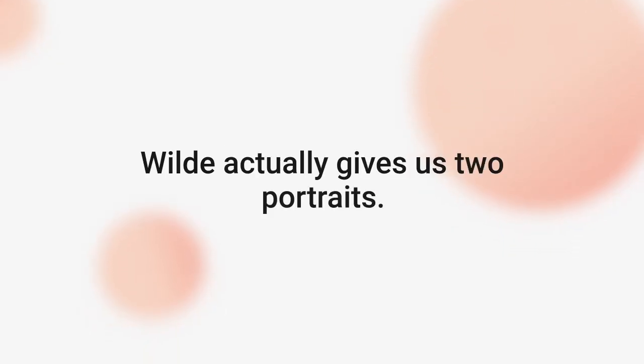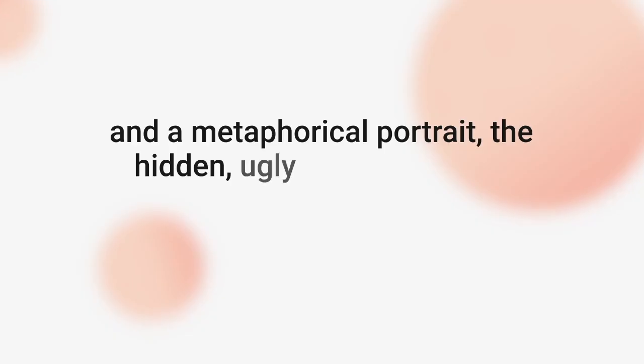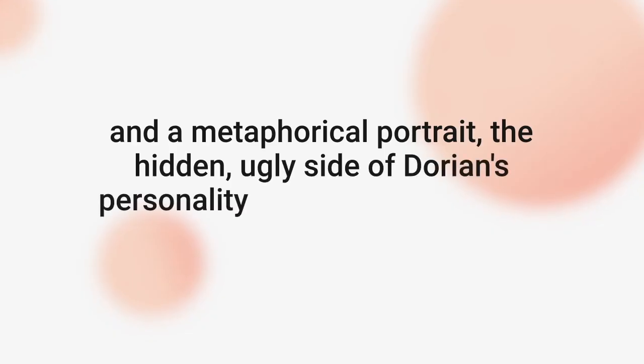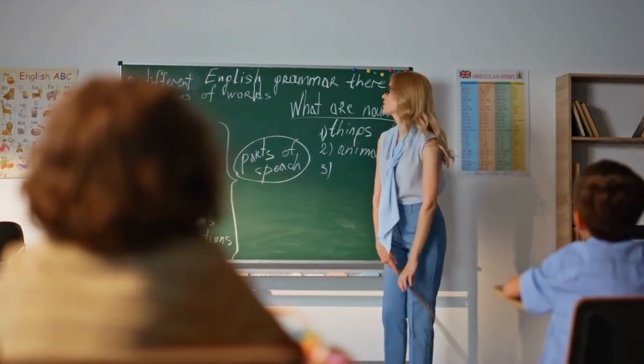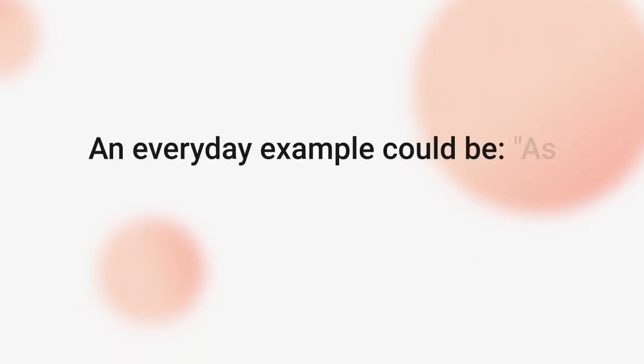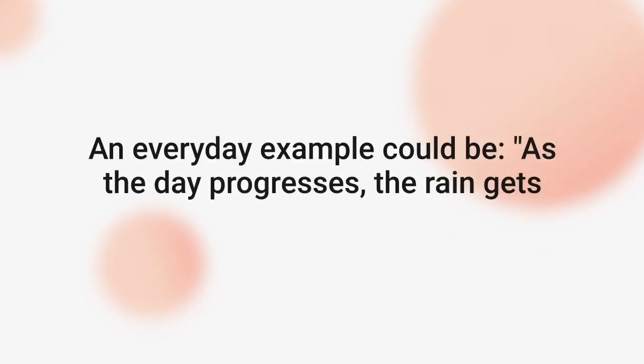Wilde actually gives us two portraits. There's the literal painting in the studio and a metaphorical portrait, the hidden, ugly side of Dorian's personality locked away from the world. By the way, did you catch the useful expression Annie said? As the story progresses. As the story progresses, these two parts become intertwined. An everyday example could be, as the day progresses, the rain gets heavier.